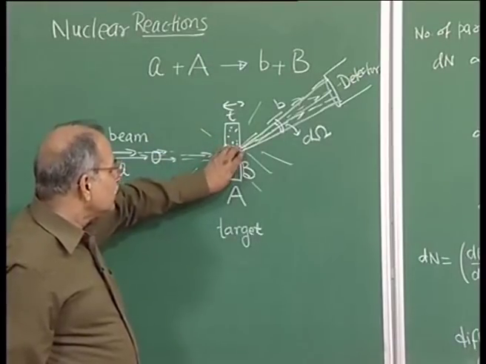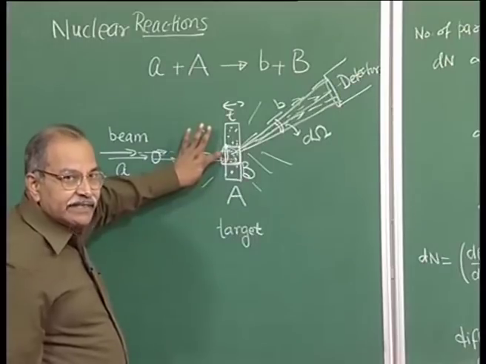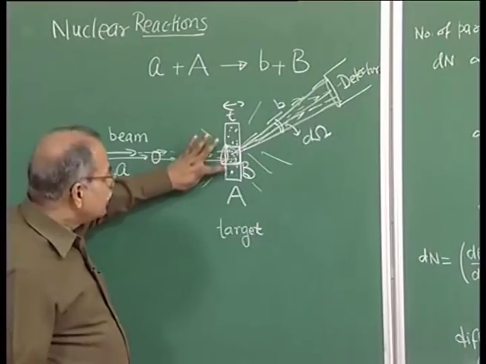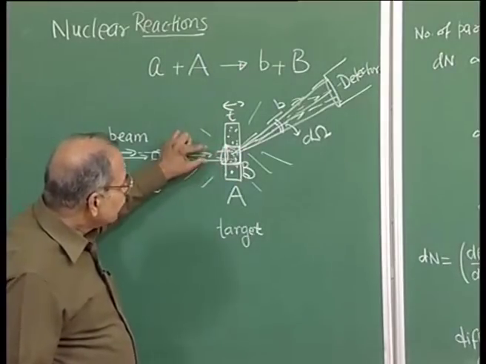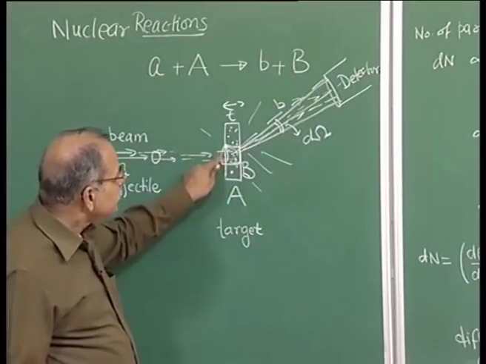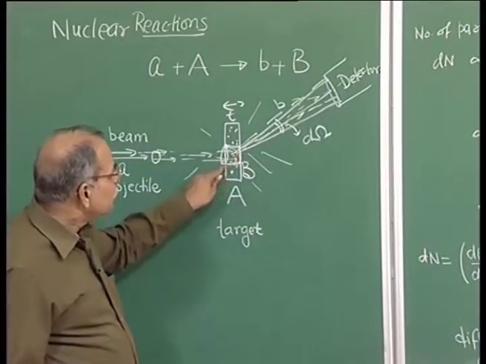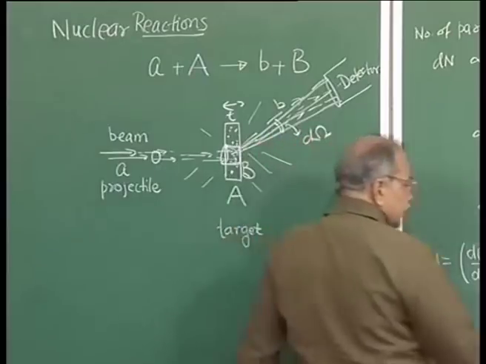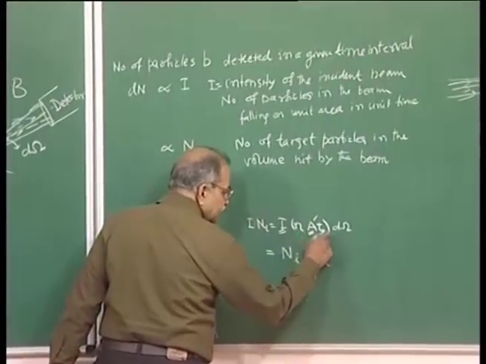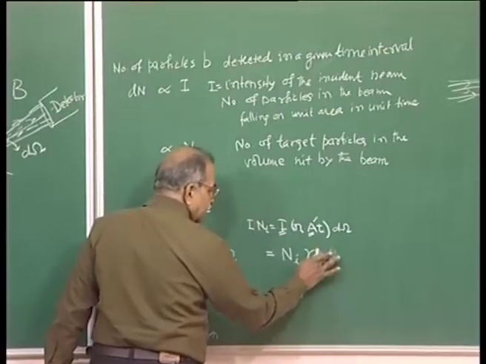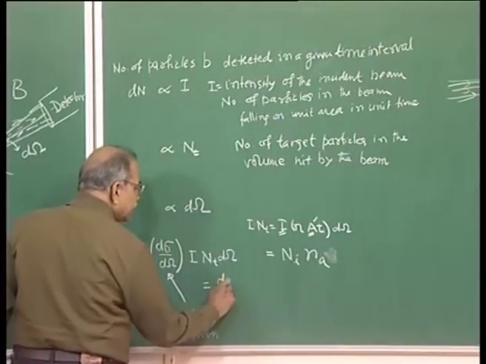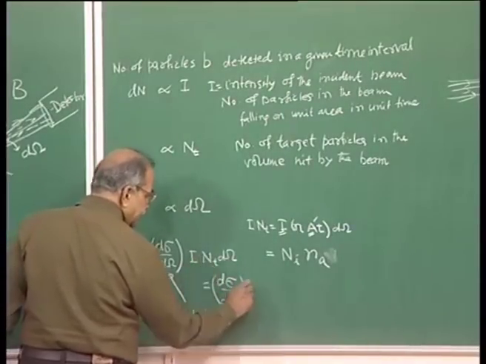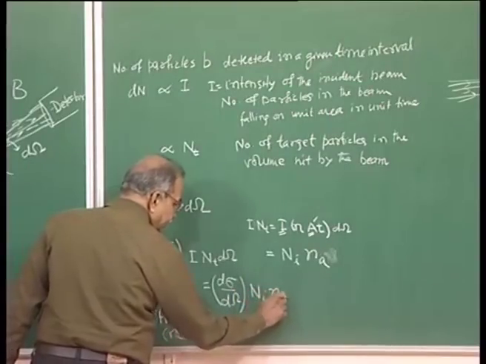So the number of particles divided by this area is the areal density, density not with respect to volume but with respect to area, per unit area on the target surface. If you take this whole target volume, the total number of target particles per area is n into t, and that is written as small n_a. So this is d sigma d omega, and then you have I into n t, which is n_I into n_a and d omega.